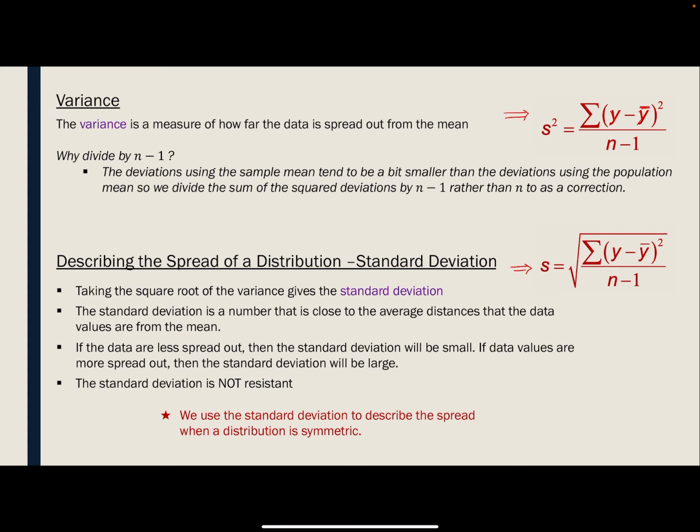So recall from the previous video, we said that we use the mean when a distribution is symmetric. And since we're using the mean when a distribution is symmetric as the best measure for the center, then we want to pair it with the standard deviation as the best measure for the spread. So because the mean is part of the calculation for a standard deviation, the mean and standard deviation always go hand in hand.